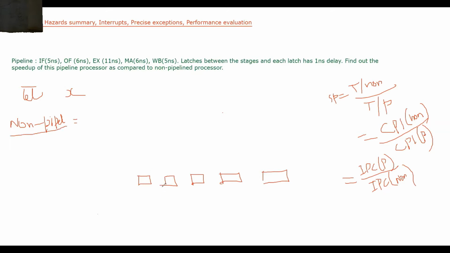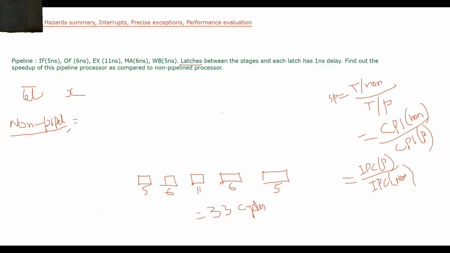We are talking about non-pipelined. Non-pipelined means there won't be any in-between registers, in-between latches. Latches are used only in the case of a pipelined processor. Since we are talking about non-pipelined, we have these 5 stages, but there won't be any pipeline latch. This takes 5 nanoseconds, this takes 6, this takes 11, this takes 6, this takes 5. So let's do the total. The total will be 6, 6, 12, 12 and 10, 22 and 11 will be 33.